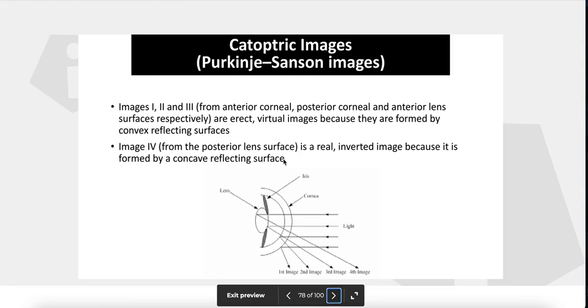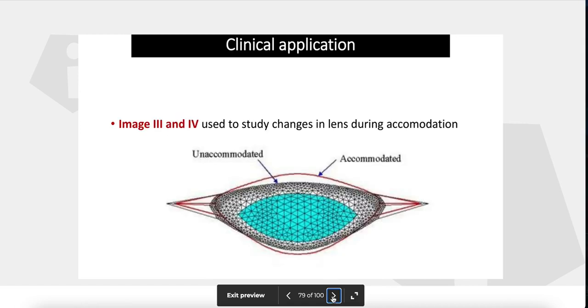So again, we mentioned that we have four catoptric images. Image 4 is formed by the concave surface of the lens, and it will be the only real inverted image. The clinical application is that image 3 and image 4 are used to study changes in the lens during accommodation, as during accommodation the lens bulges, with most of the bulge in the anterior surface and minimal bulge of the posterior surface. So both image 3 and image 4 will change their locations.